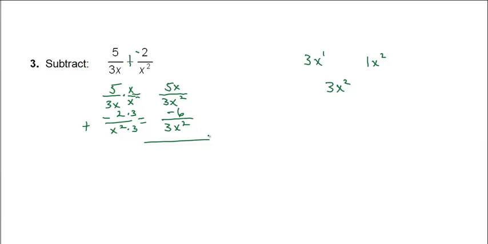Since our denominators are the same, we can go ahead and add our numerators. They're not like terms, so we have to express them as two separate terms. So that'd be 5x and a minus 6 all over 3x squared. We cannot reduce because there's nothing that divides evenly into 5x, negative 6, or 3x squared. It has to divide evenly into all three in order to be able to reduce. So our final answer again, 5x minus 6 over 3x squared.